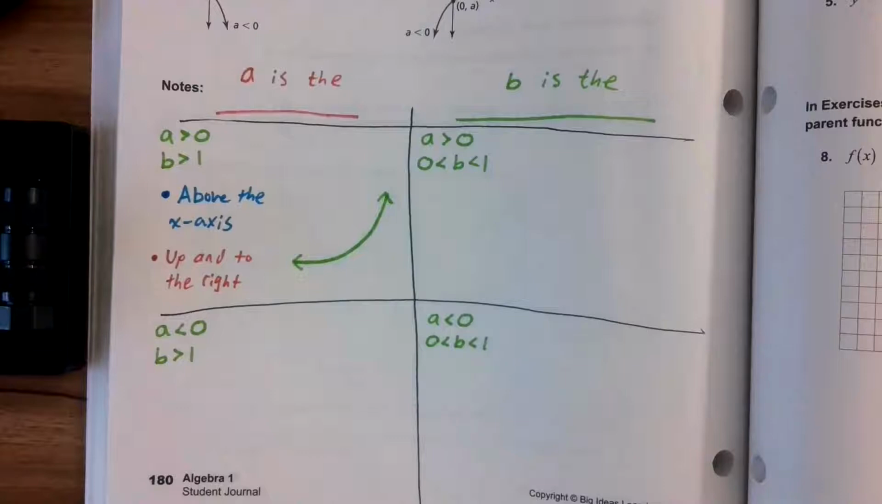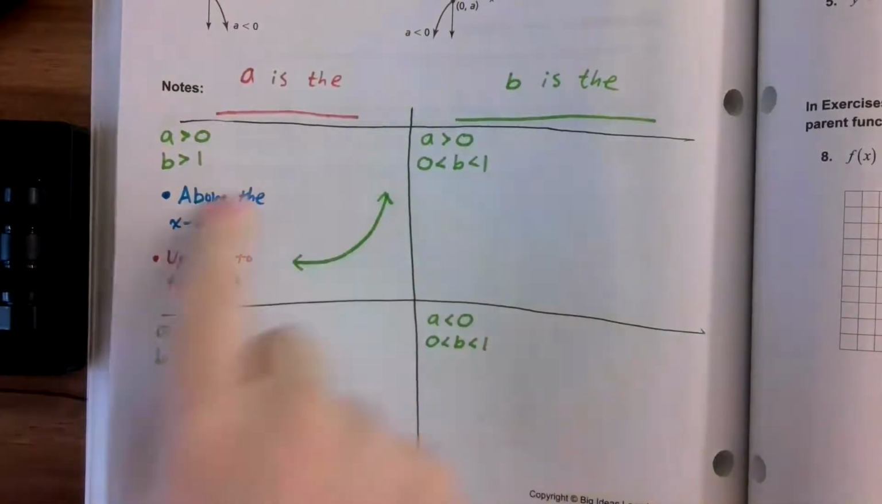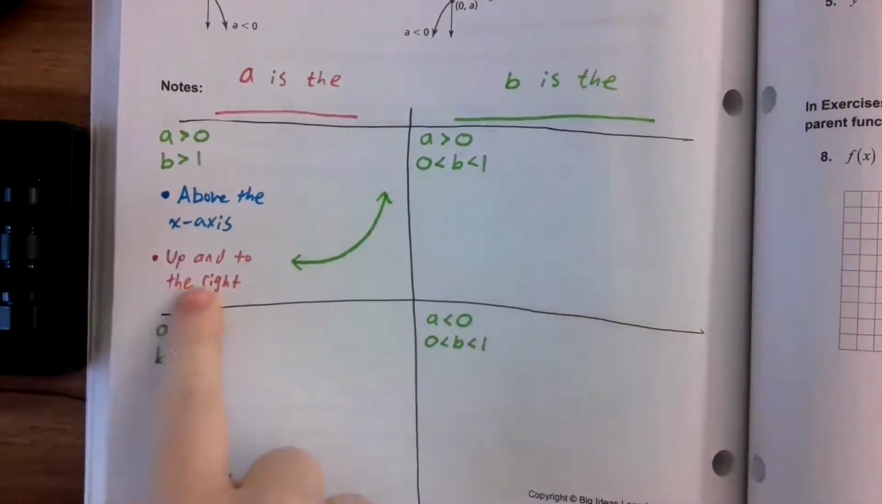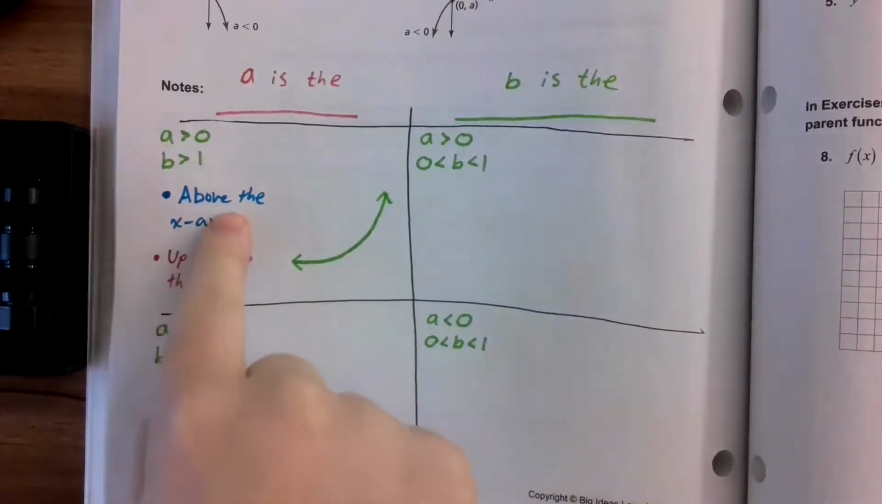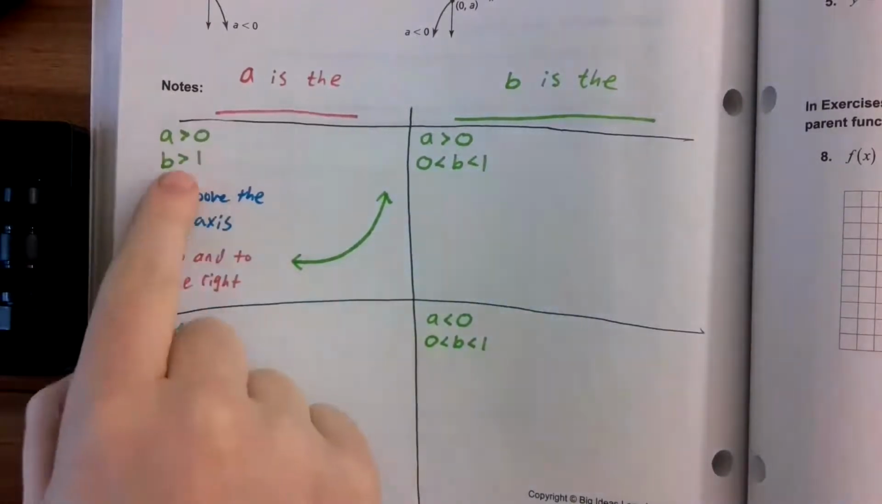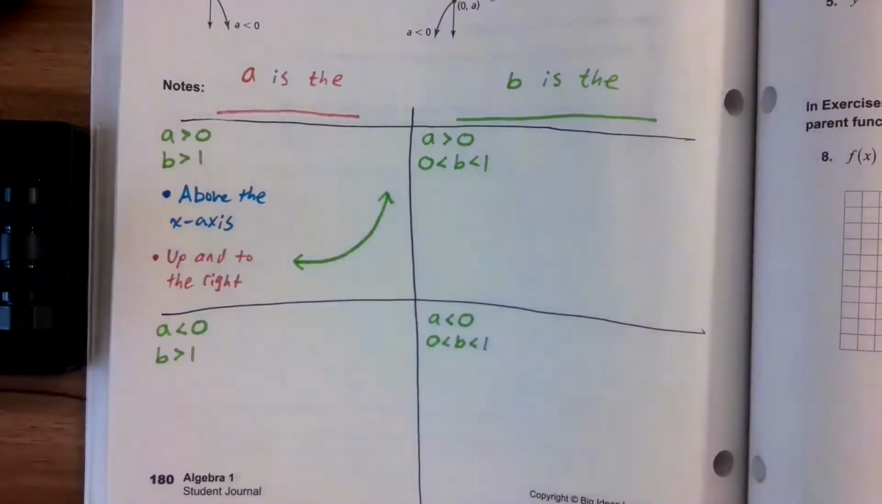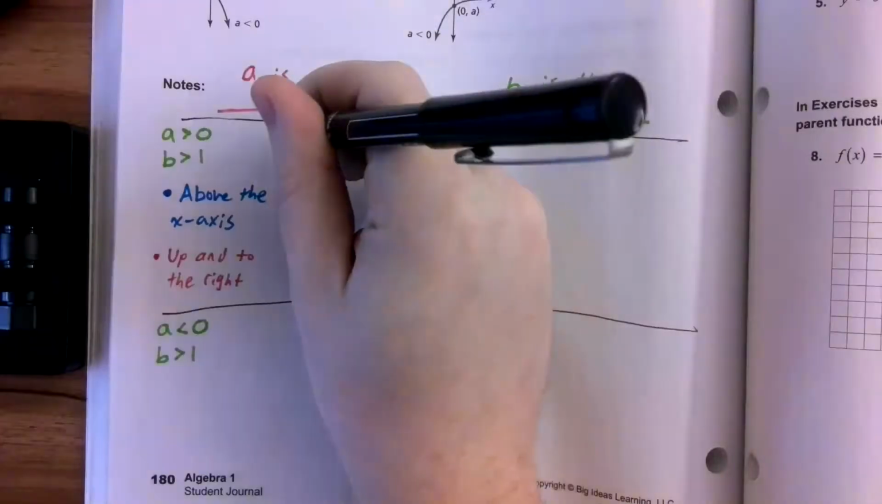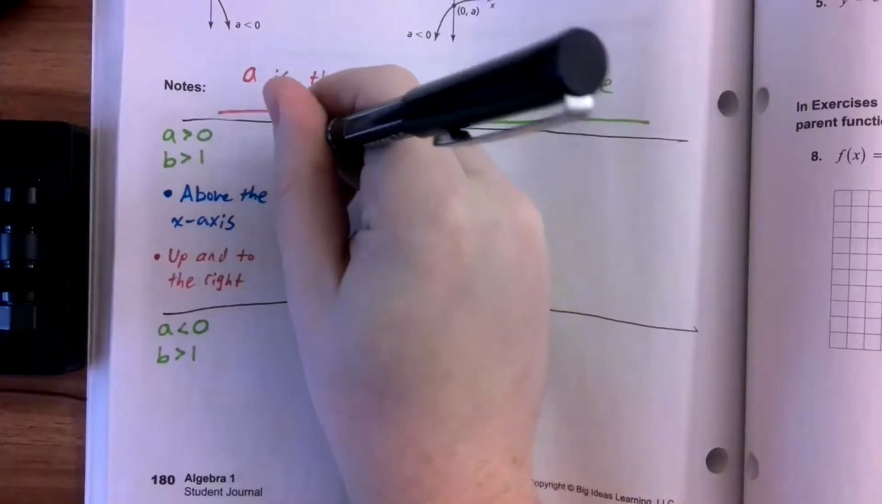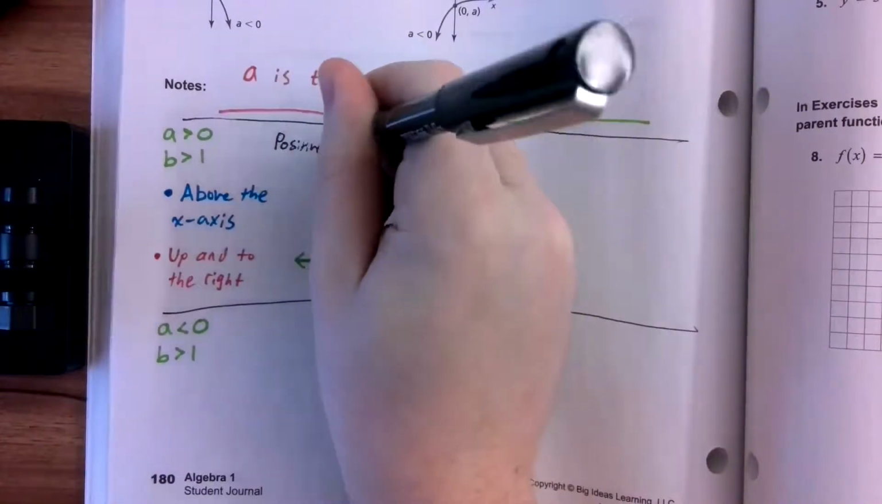There is a name for this specific orientation. When your graph is above the x-axis, so our a is positive, and our graph seems to keep growing up and up and up and to the right, we call this positive growth.